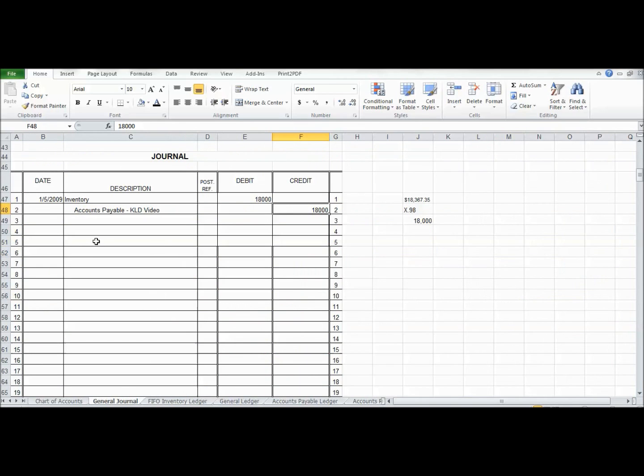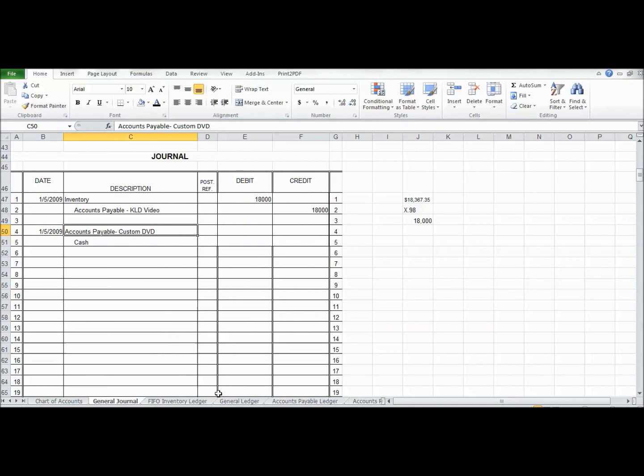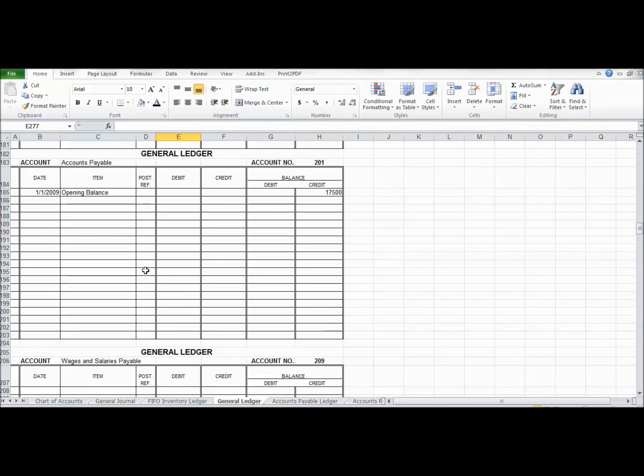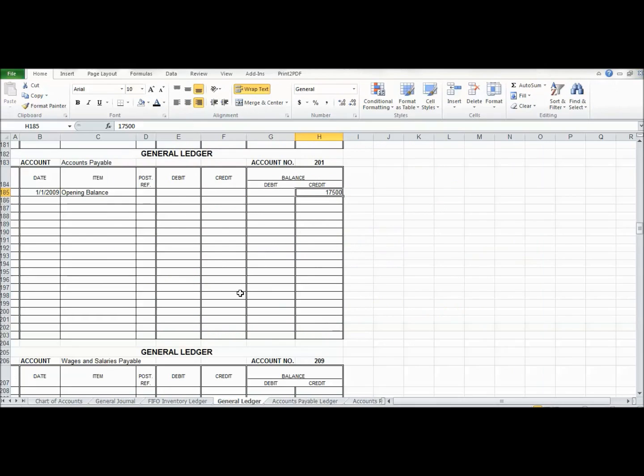Alright, so that was when we bought the videos and we owed them. What if we wanted to pay somebody, right? On January 5th, it says that we paid Custom DVD, another supplier to us. So we want to go ahead and pay them. It tells us in our information over here, we issued this check, $564, to pay the amount that's due. How do we know how much is due? Well, if we look at the general ledger, that tells us how much accounts payable is due in total, but we don't want to know that. We want to know how much Custom DVD is due from us.